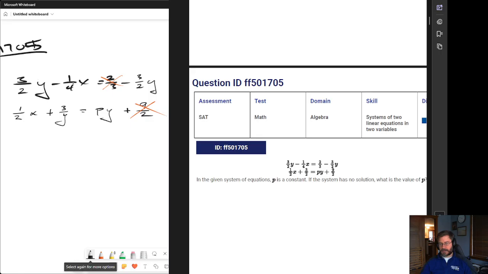So let's go ahead and combine terms in the first row here. I'll go ahead and use another color.